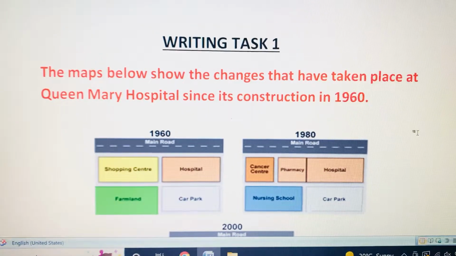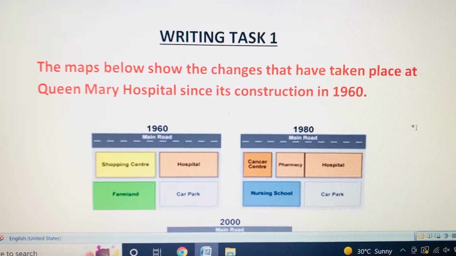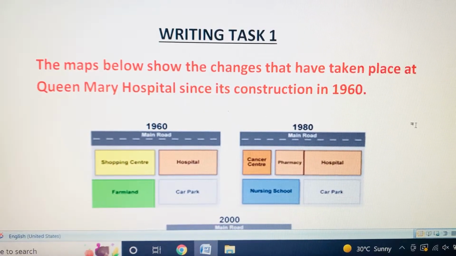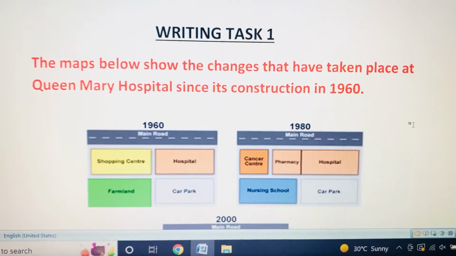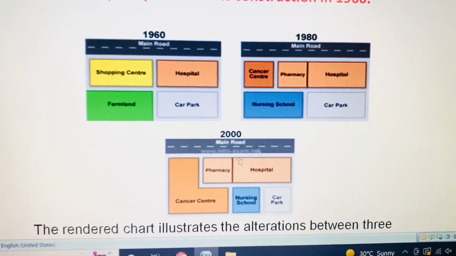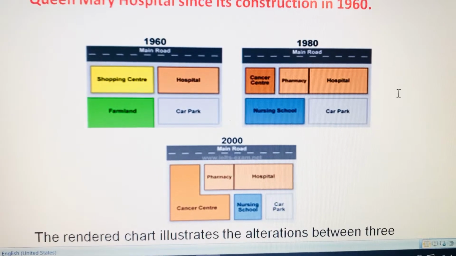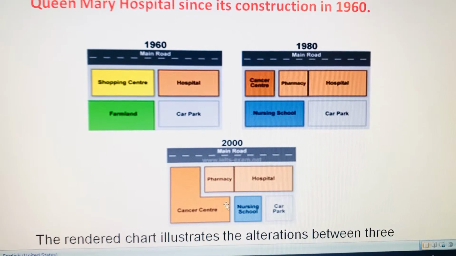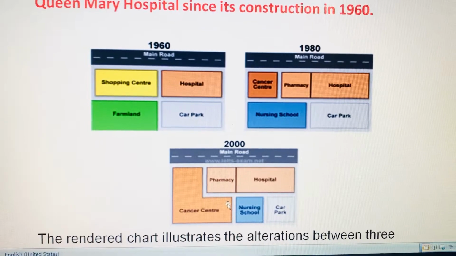So the maps below show the changes that have taken place at Queen Mary Hospital since its construction in 1960. So you can say it is a map. This is for 1960 and then changes in 1980 and then another year, 2000.